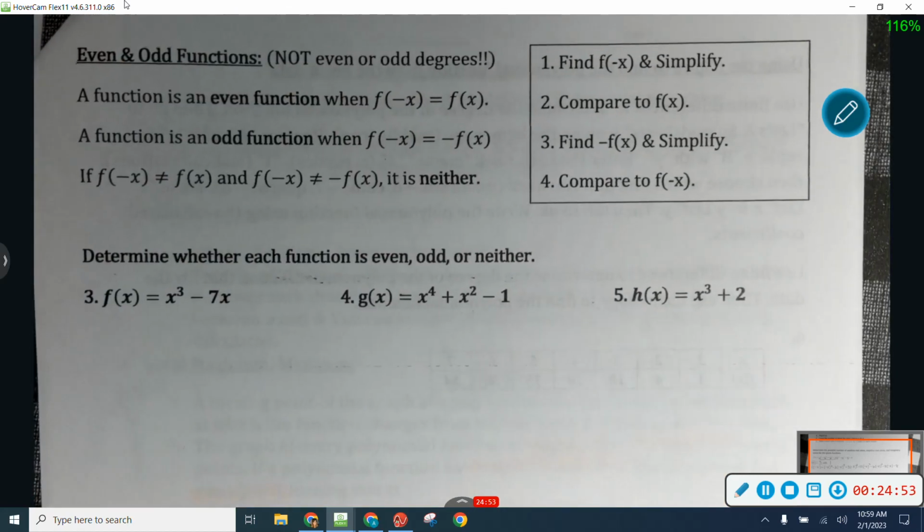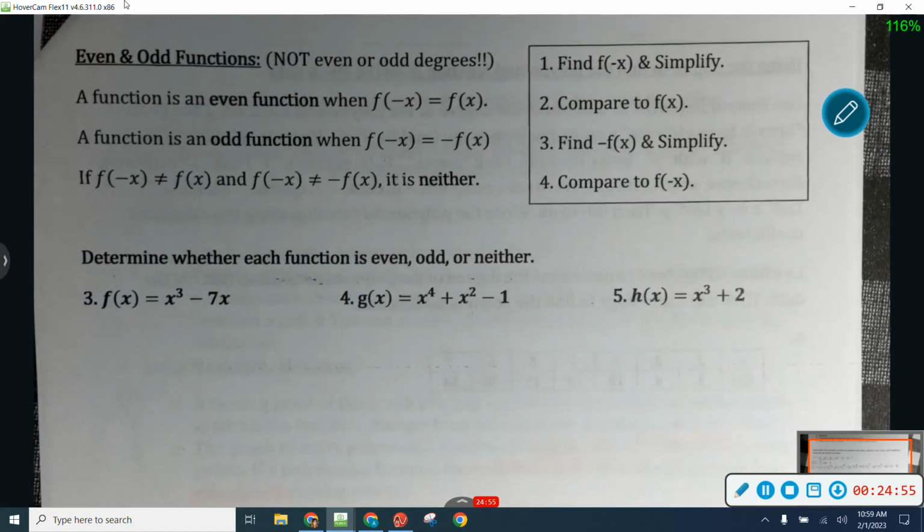Okay, now we're going to talk about even and odd functions. This is not even and odd degrees. Okay, even and odd functions. A function is considered to be even if your original f of x is equal to f of negative x. Okay? And a function is considered to be odd if your f of negative x is equal to negative f of x.